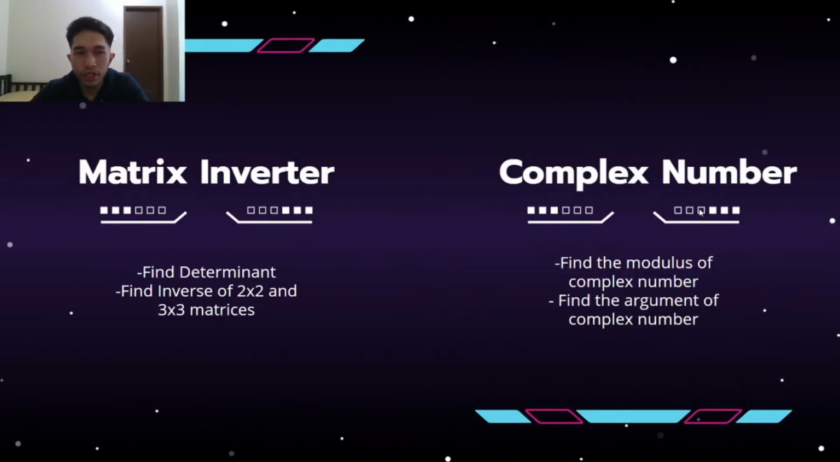Our project provides matrix inverter and also complex number basics as learning tools for engineering students. The matrix inverter will help engineering students to find the determinant and inverses of a 2 by 2 and 3 by 3 matrix. And the complex number tool will help engineering students to find the modulus of a complex number and also the argument of a complex number.